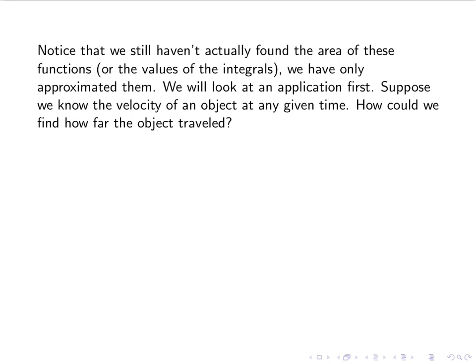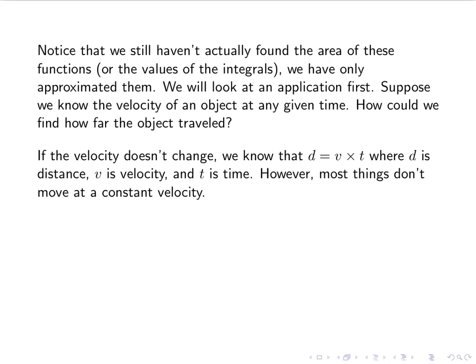So suppose we know the velocity of an object at any given time. How could we find how far the object traveled? So if I just know how fast it's going, how can I find out how far it went? If the velocity doesn't change, so it's a constant velocity, then from an elementary physics class we know that distance is velocity times time. However, most things don't move at a constant velocity.